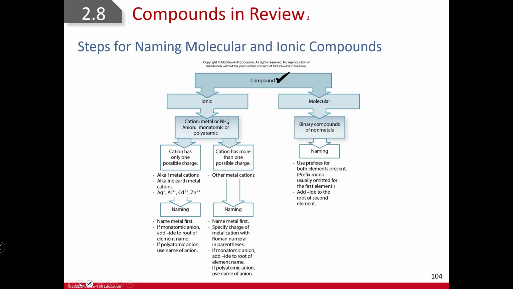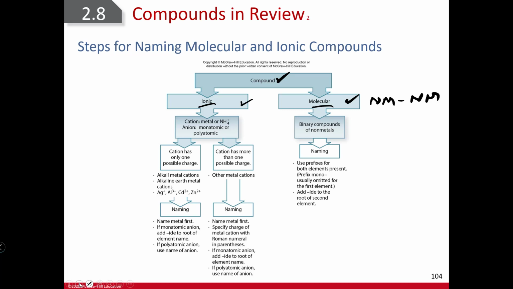If it's ionic, that means there are positive and negative charged atoms present. There's cations and there's anions. And so if it's ionic, we're going to have charges. If there's no charges, if it's 2 nonmetals bonded together, then we're not going to have charges. So that's your first decision after you know it's a compound. Is it ionic or is it molecular?